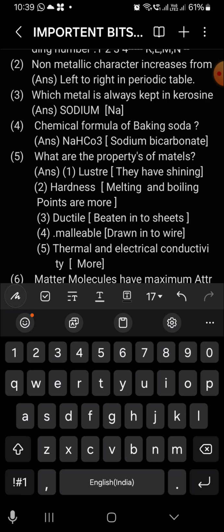Next, the chemical formula of baking soda. The chemical formula of baking soda is sodium bicarbonate. It is used in bakeries for bread and cake manufacturing.